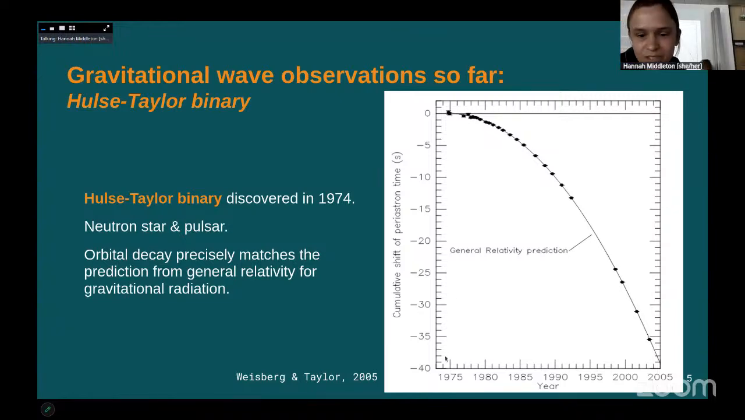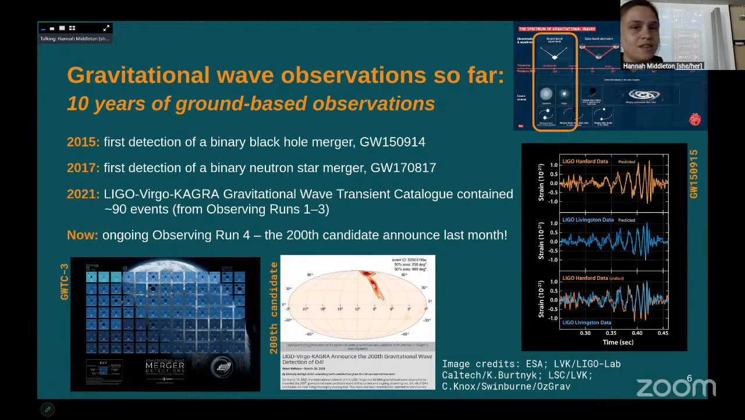You can see at the bottom here, these observations lasted many, many years, 1975 to 2005 at this stage. The orbital decay precisely matches the prediction from general relativity for gravitational wave radiation being emitted from this system. This is the cumulative shift of the periastron, the orbital decay movement, and the prediction from general relativity, and then the data points are overlaid on top of it. So this was the first observational evidence for gravitational waves.